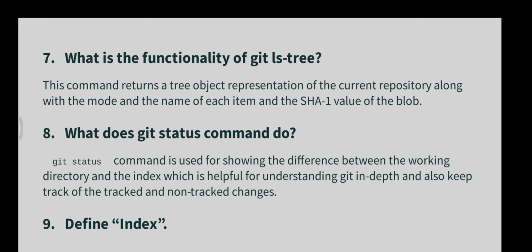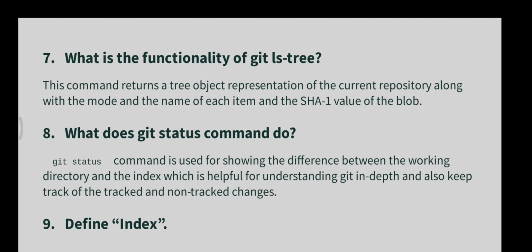What is the functionality of git ls-tree? This command returns a tree object representation of the current repository along with the mode and the name of each item and the SHA1 value of the blob.